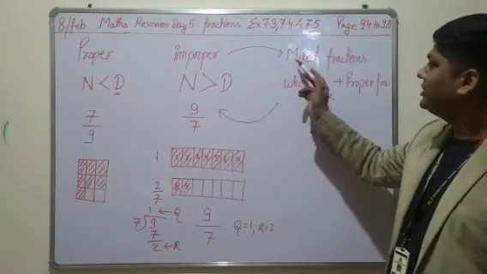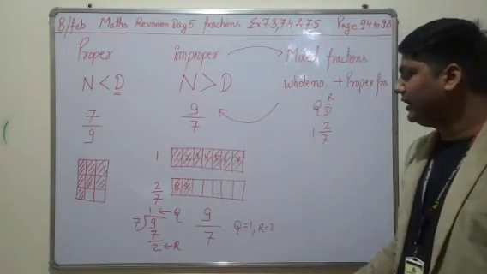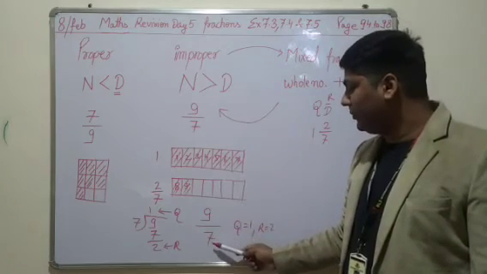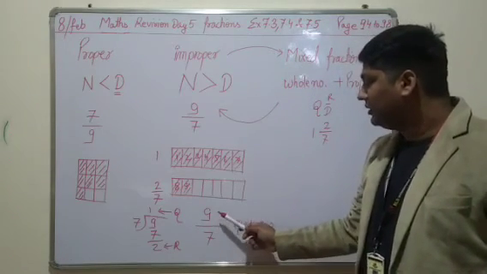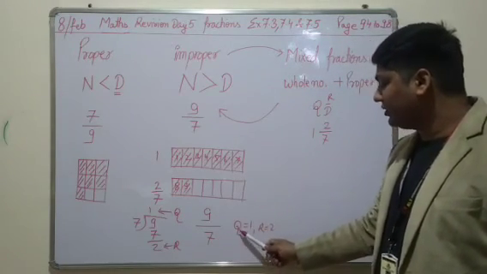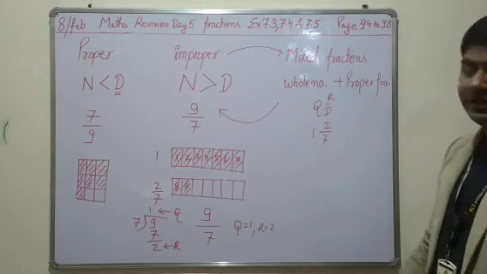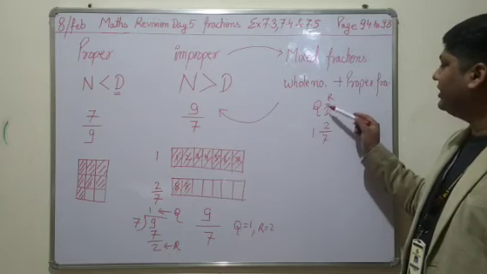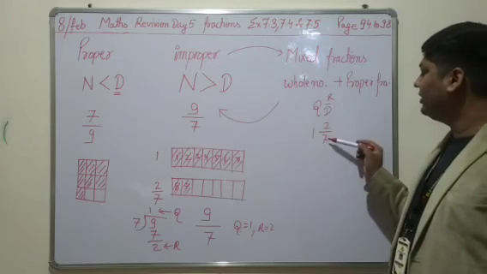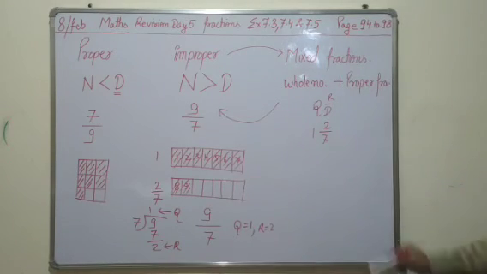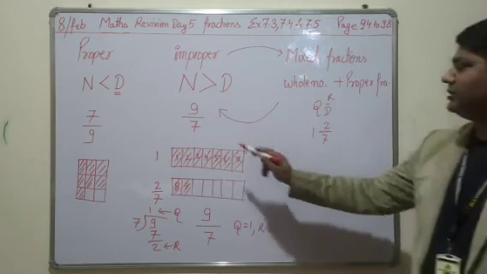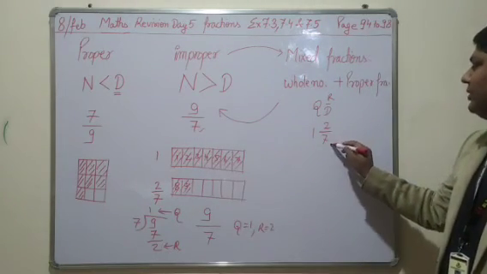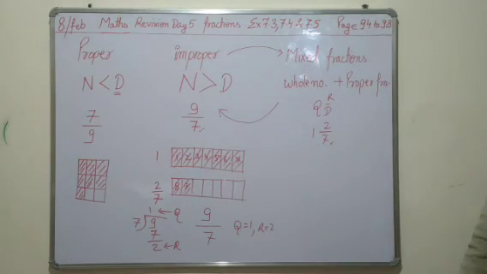To make an improper fraction into a mixed fraction, we have to divide, so we will divide the numerator by the denominator here. Then 9 can be divided by 7, then the quotient will be 1 and the remainder will be 2. So you can write it like this, because the quotient will be written here and the remainder will be on the top and the divisor will be on the bottom, or you can say denominator, because 7 is the denominator here, both are the same denominator.